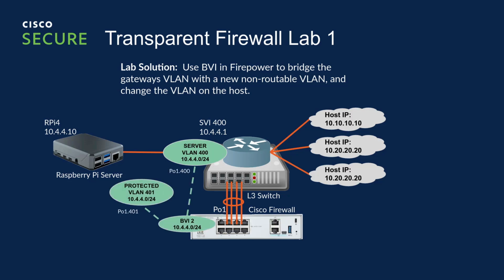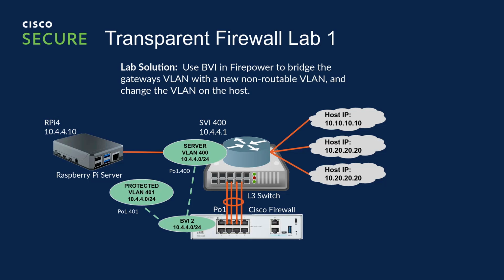This is where the magic happens. We have a brand new VLAN that we're going to create. This will be VLAN 401. We're going to call it protected. You can think of the original server VLAN as the outside interface of a firewall, and this new protected VLAN as the inside interface of the firewall. And the switch, when you create the VLAN, doesn't have any IP addresses associated with the protected VLAN. It's just a non-routable VLAN.